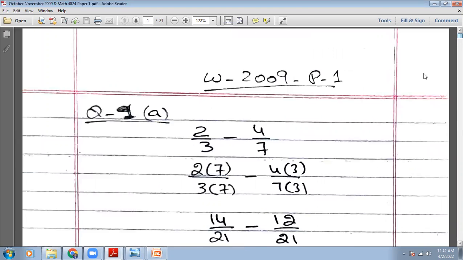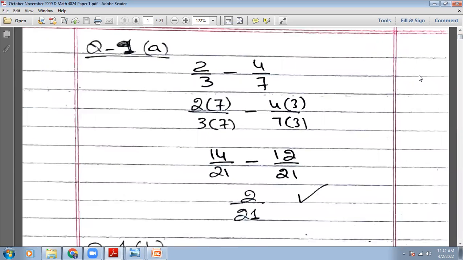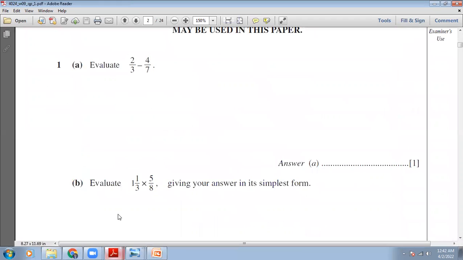Okay, so let me show you my solution. It becomes 14 by 21 minus 12 by 21. Because the denominators have become the same, you can directly subtract the numerators. So you will have 14 minus 12, that will be 2 by 21. This is how you do question number 1.